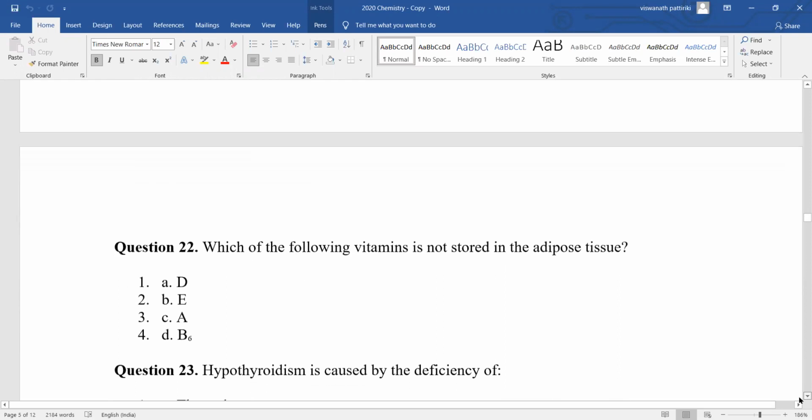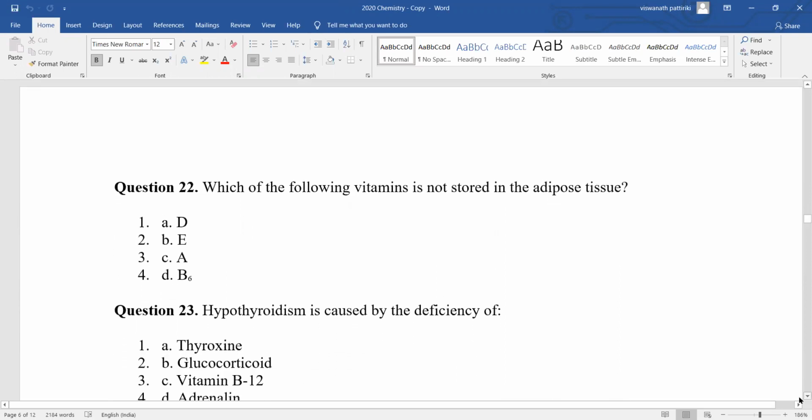So which of the following vitamins is not stored in adipose tissue? B6 is water soluble, hence it cannot be stored in adipose tissue. So the option is B. Because of that reason it cannot be stored. And hypothyroidism is caused because of thyroxine. Okay.